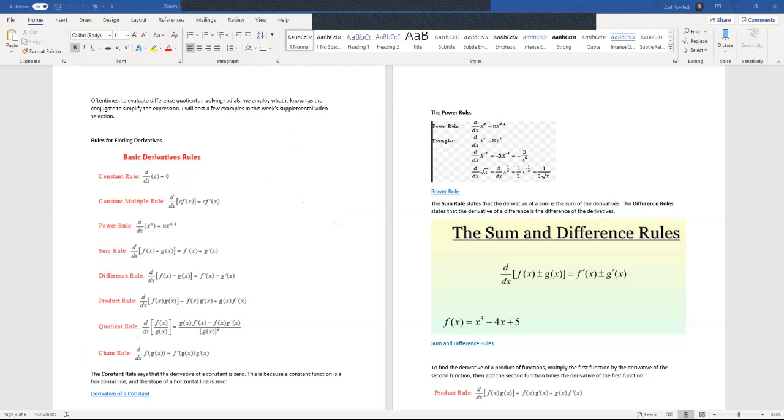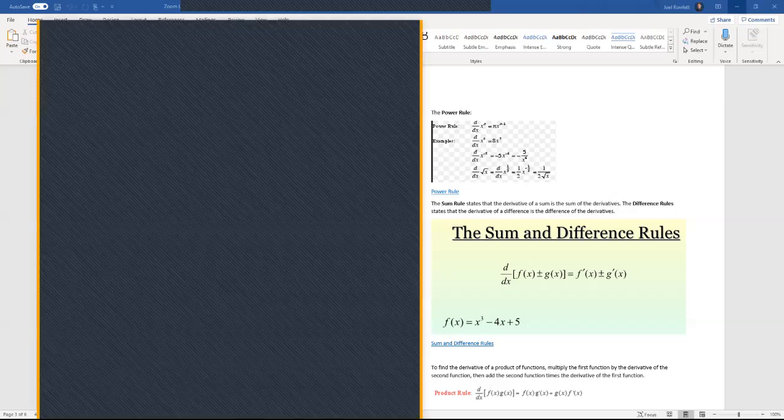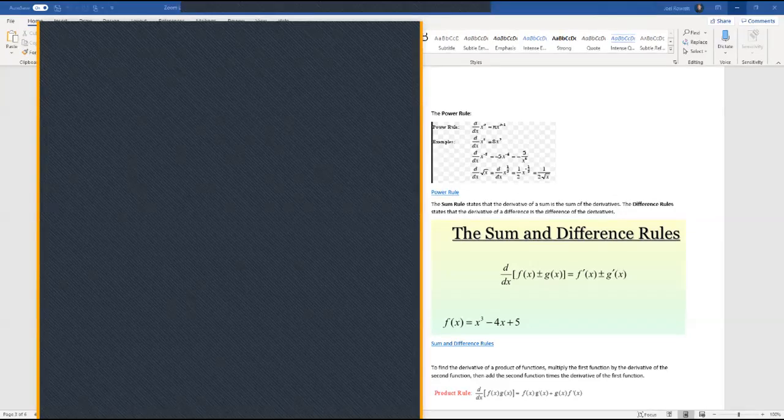Okay, so let's look at a couple of videos here. Remember, the constant rule says that the derivative of a constant is 0. And again, this is because a constant function is a horizontal line, and the slope of a horizontal line is 0. Derivative of a constant, think of this as an equation. Like if this is y equals 2, when you look at the line y equals 2, we're looking at a horizontal line, okay, like that.